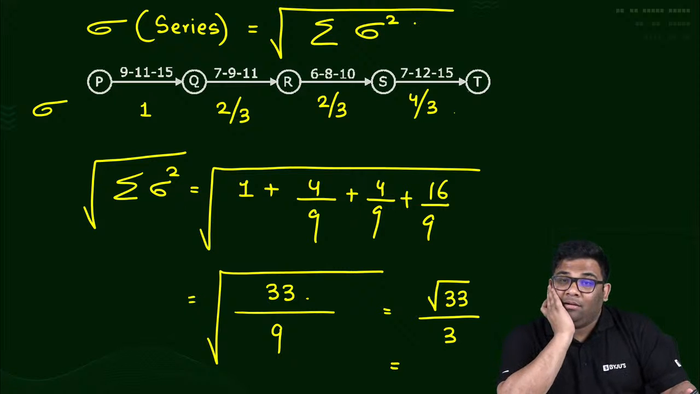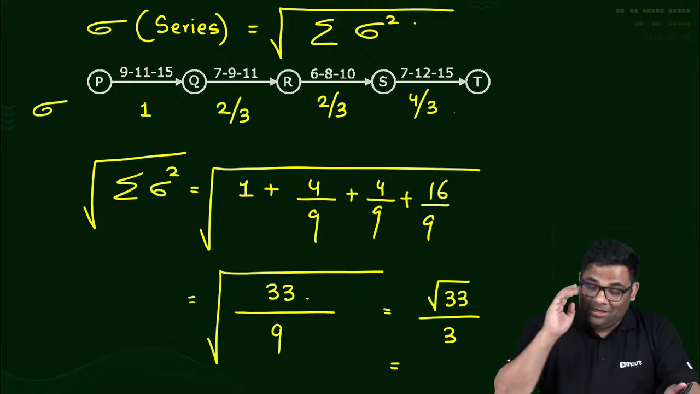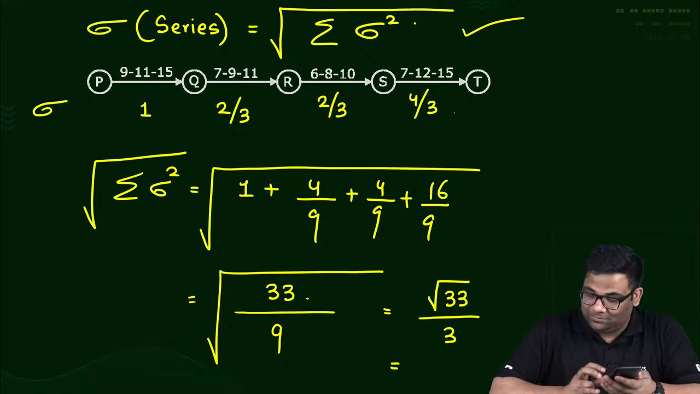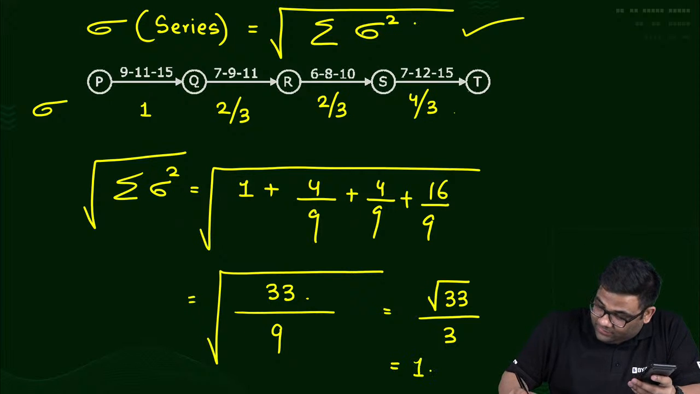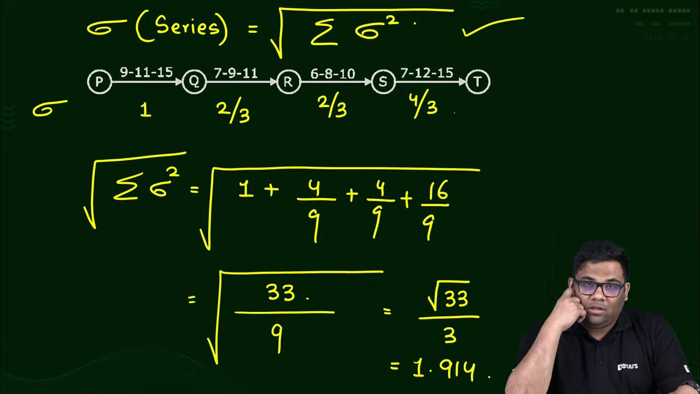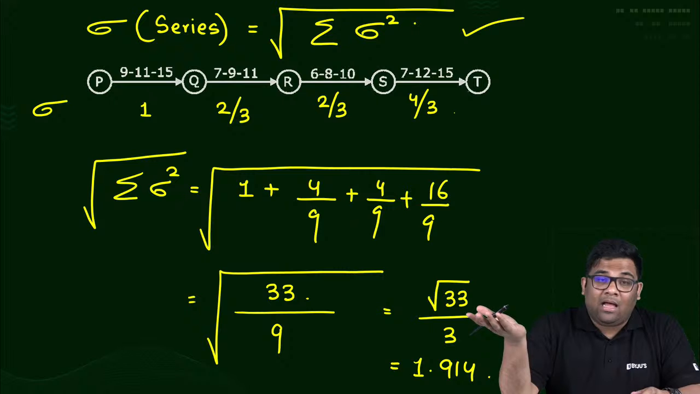Why are you adding, man? You don't have to add, na? Do what I have told and tell me the answer. 1.914 others. Yes, why did you add sigma?